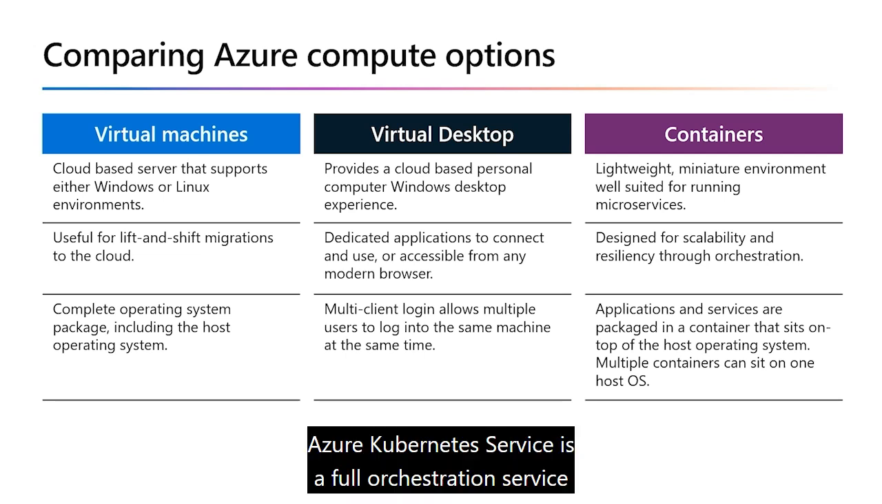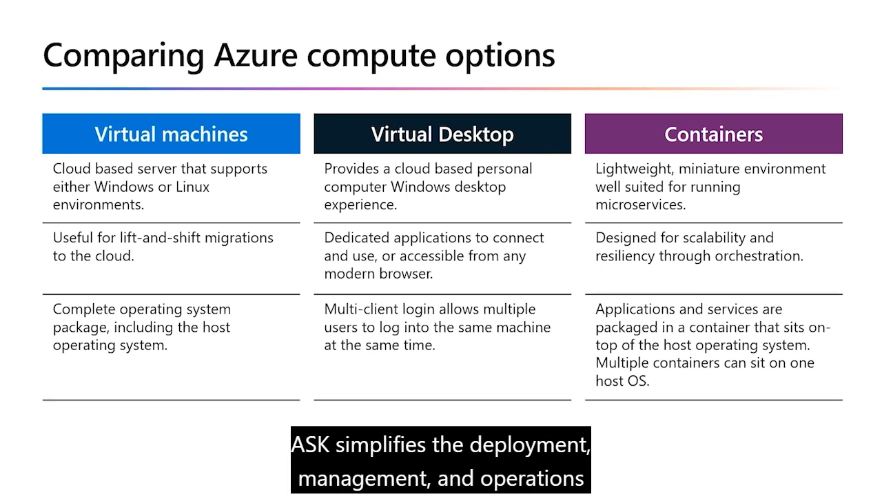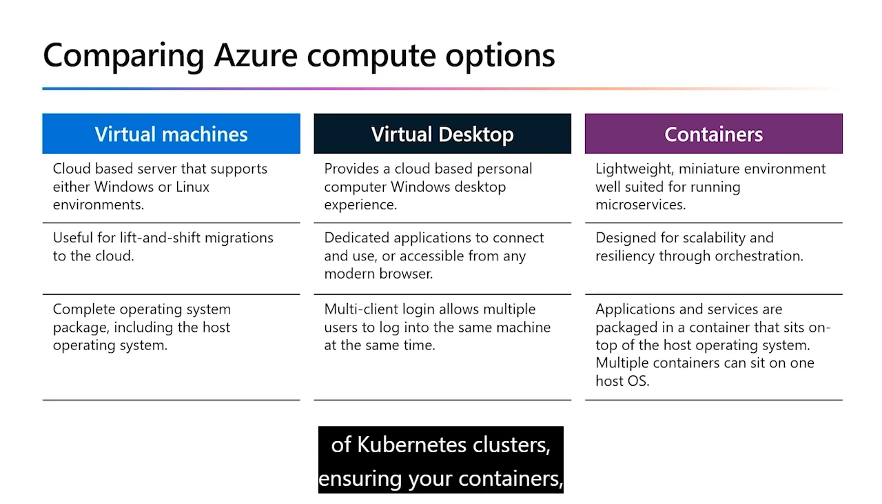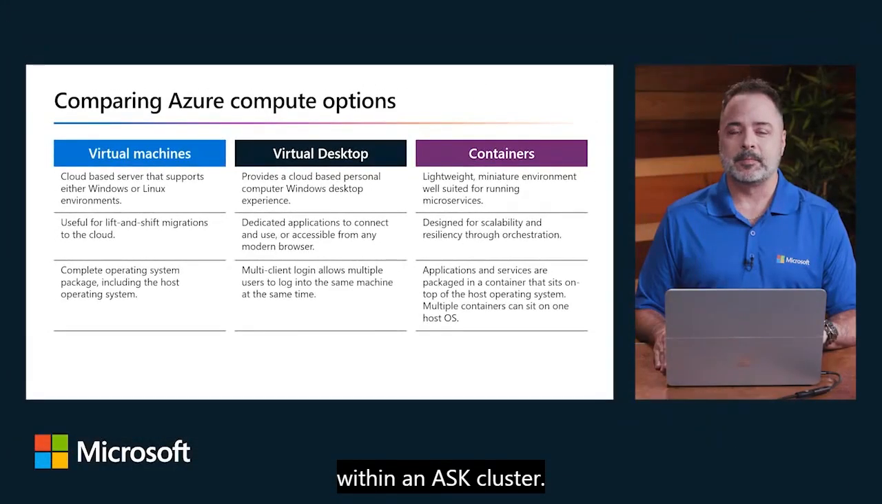Azure Kubernetes Service is a full orchestration service for containers, designed for distributed architectures and large volumes of containers. AKS simplifies the deployment, management, and operations of Kubernetes clusters, ensuring your containerized applications run smoothly and efficiently within an AKS cluster.